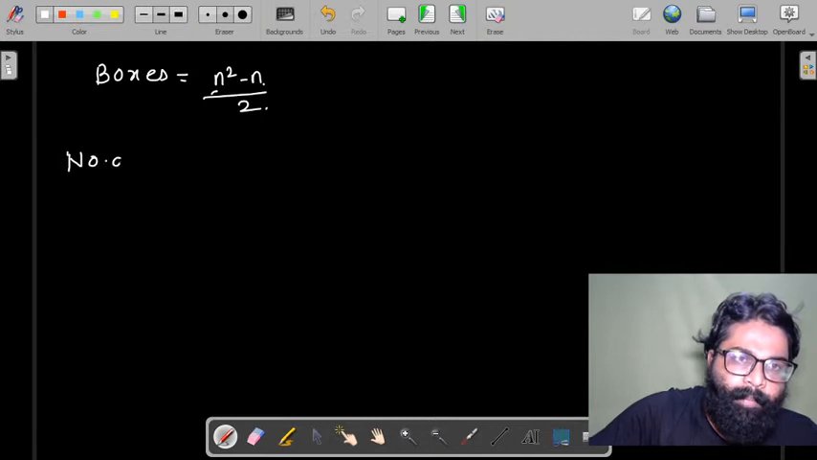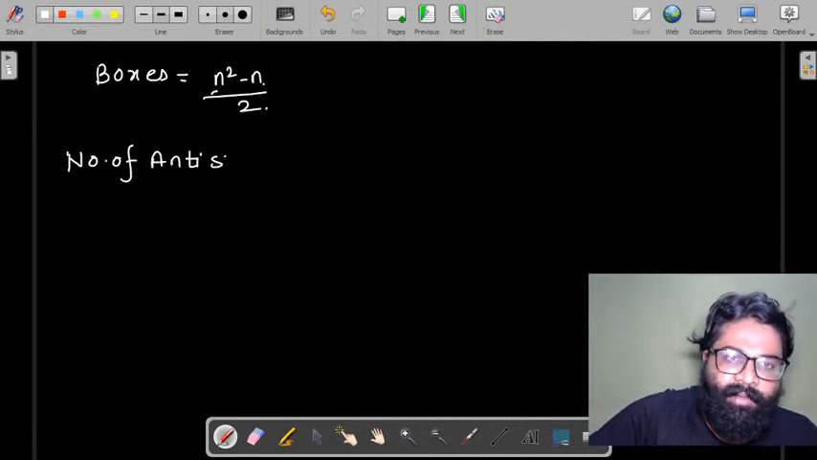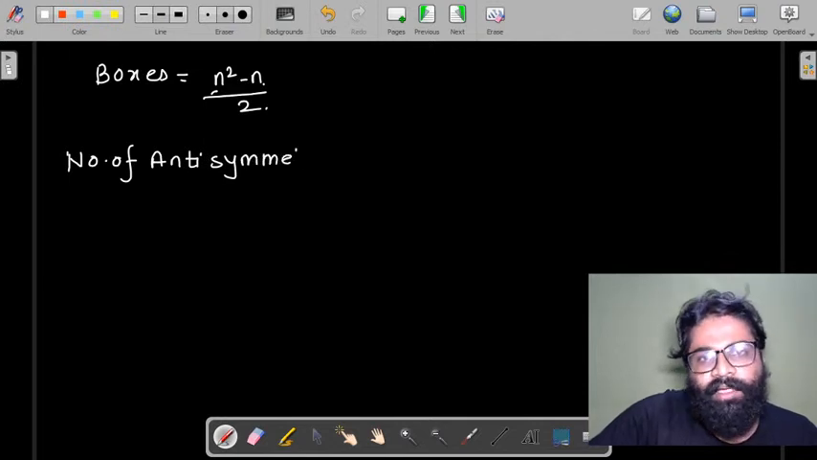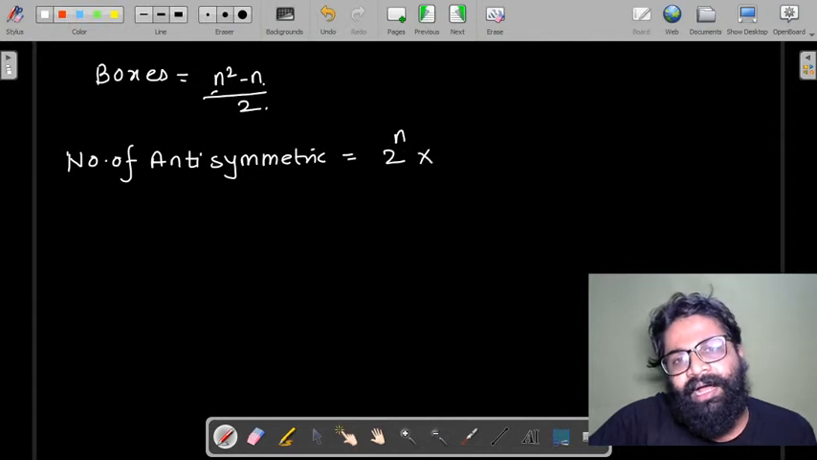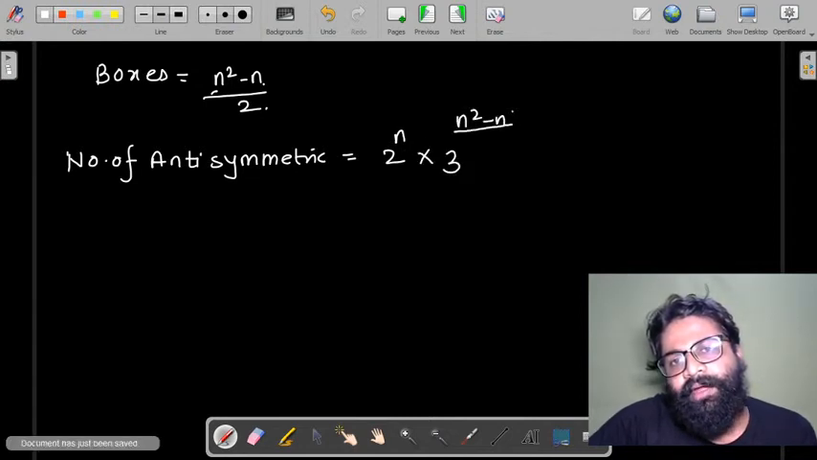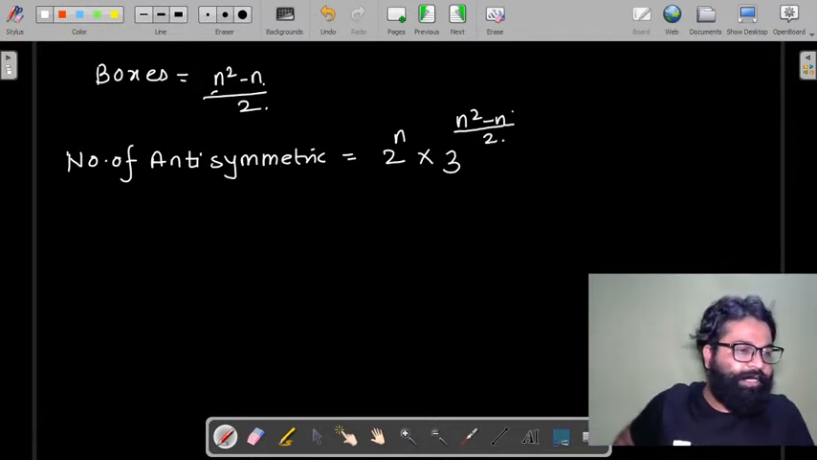So the number of anti-symmetric relations that I will be getting is basically 2 raised to n, तो डायगोनल वाला था, फिर 3 raised to (n square minus n) divided by 2. Got it or not? Let me know that.